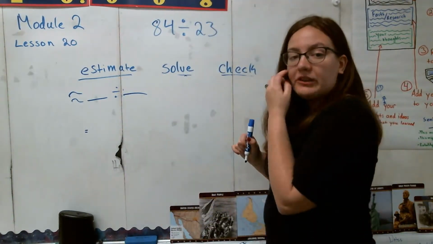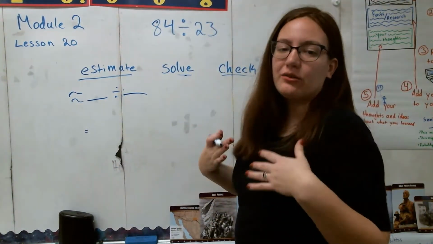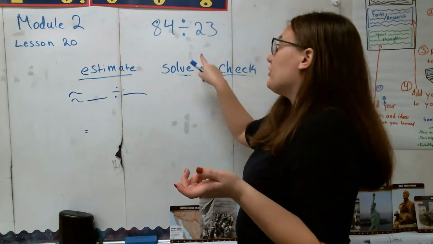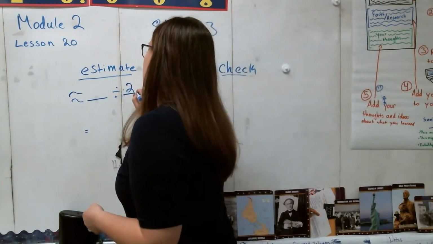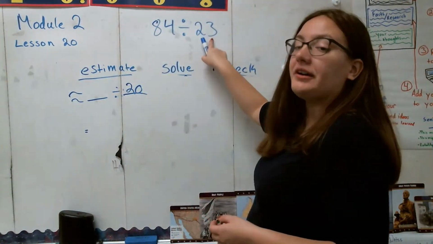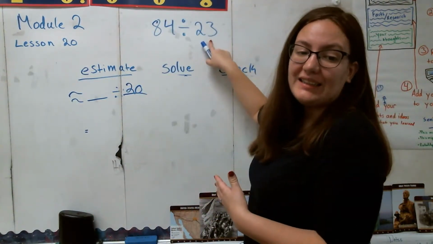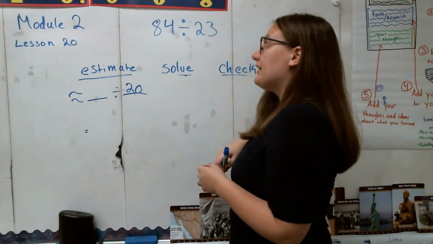And this number 23, I usually like to round down my numbers. So 23, I'm just going to round it down to 20. So it's kind of like I'm replacing whatever number is in my ones place with a 0. So I round it down to 20.